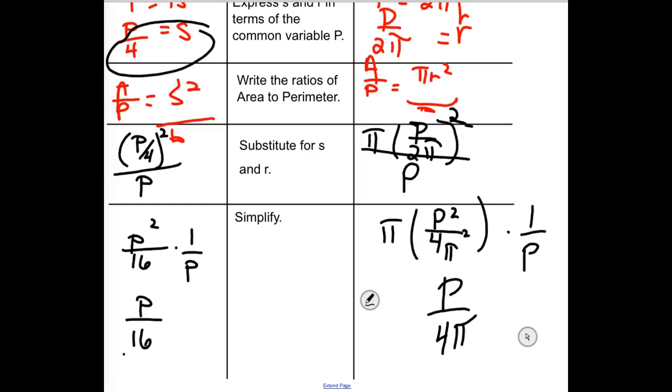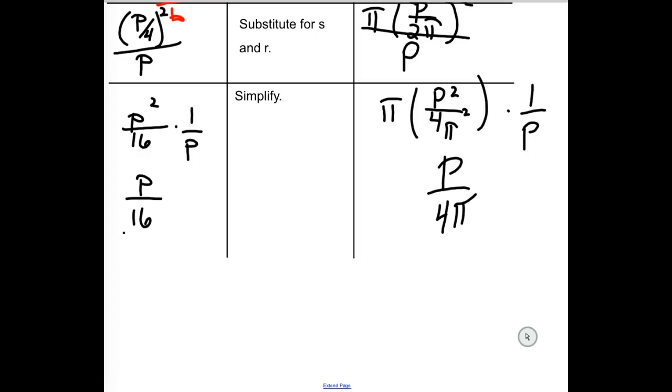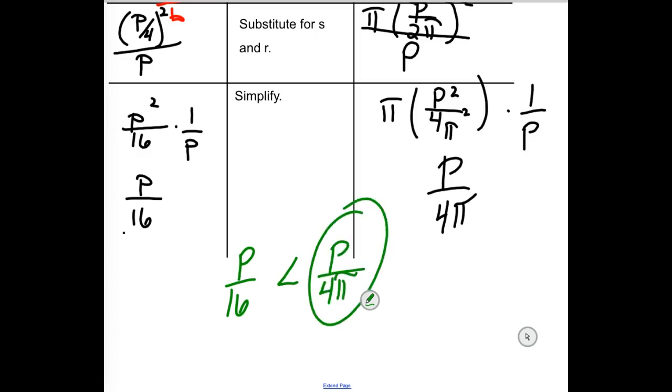So we are trying to compare these two ratios. It's an area to perimeter ratio. We've got perimeter divided by 16. We've got perimeter divided by about 12. Which one's going to be bigger? P divided by 4 pi is going to be bigger. So if we're comparing, P divided by 16 is smaller than P divided by 4 pi, which means that's going to be the better area to perimeter ratio. We're going to get more area for the same amount of perimeter. So making that playground a circle would be the best.